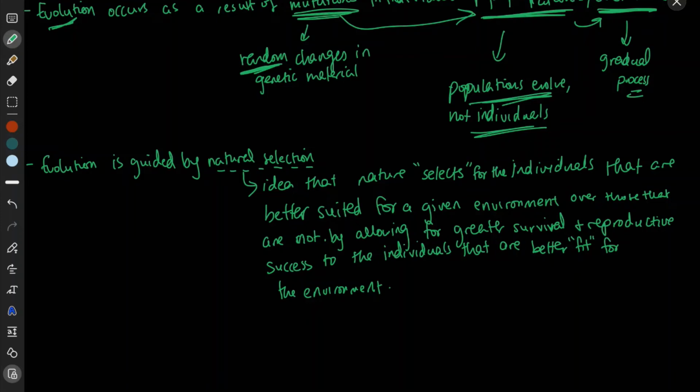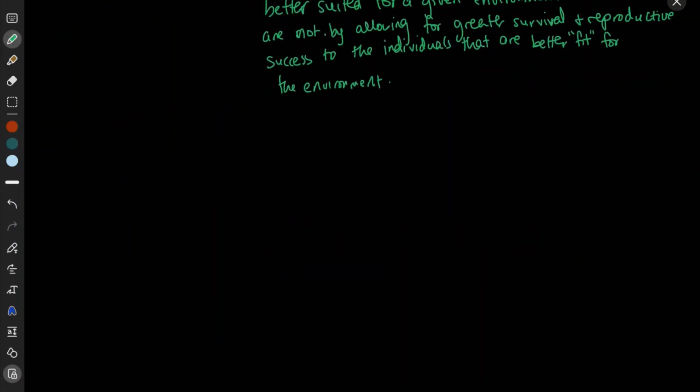And it kind of goes hand in hand with evolution, right? Because the process of natural selection occurs, or rather nature is able to select for individuals, as a result of those mutations that occur in individuals, which make them better fit, for example, for that environment. So evolution is guided by natural selection, and again, natural selection is just the idea that nature selects for individuals that are better suited for an environment over those that aren't, by allowing for greater survival and reproductive success. Okay, so that was evolution.